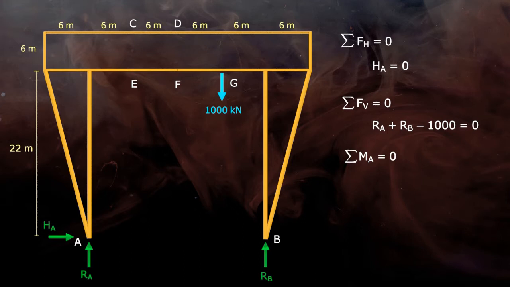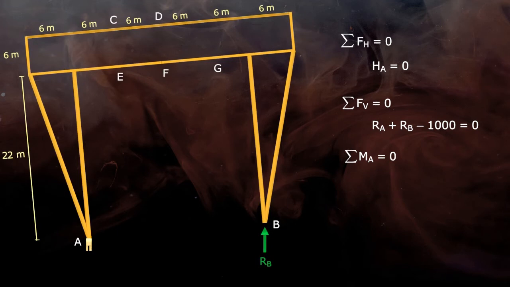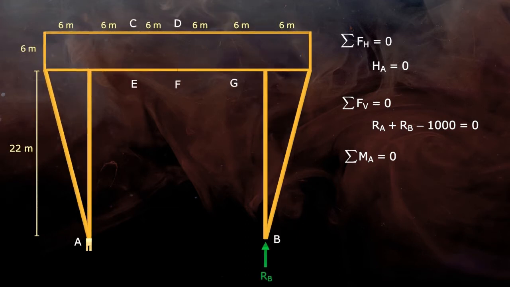We know that moment is force multiplied by distance. Suppose joint A is fixed and only RB is applied. It will rotate the truss in anti-clockwise direction, so we'll have a positive sign. There are four horizontal members in between reaction RB and joint A, and each of them is 6 meter long. So distance of RB from joint A is 6 into 4 is equal to 24 meter. So moment is RB into 24.